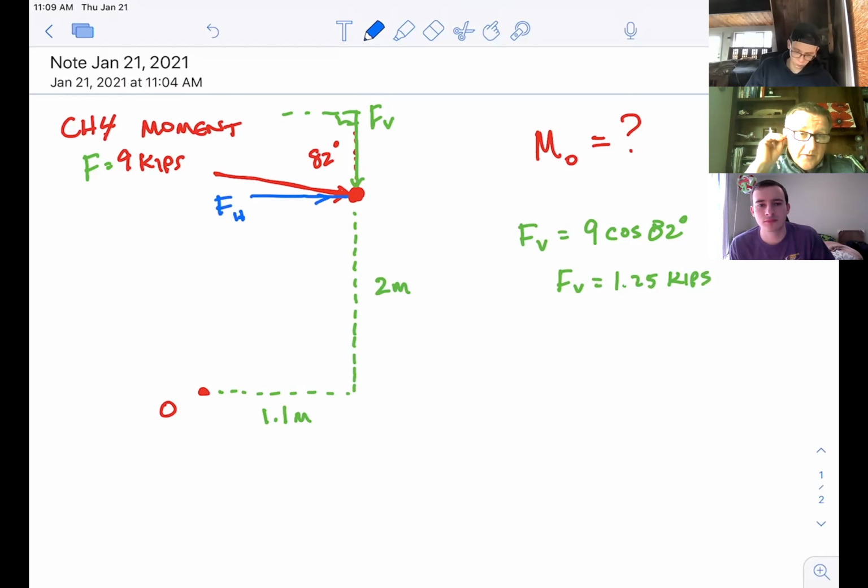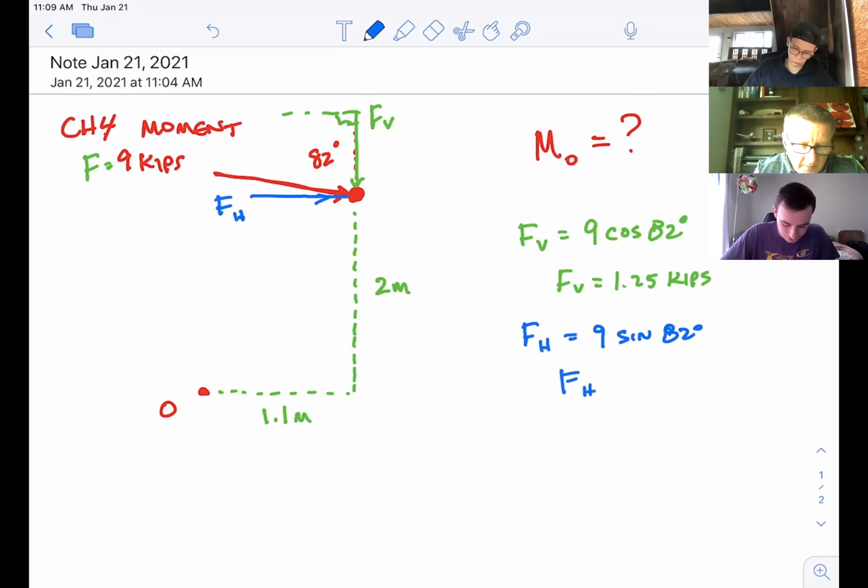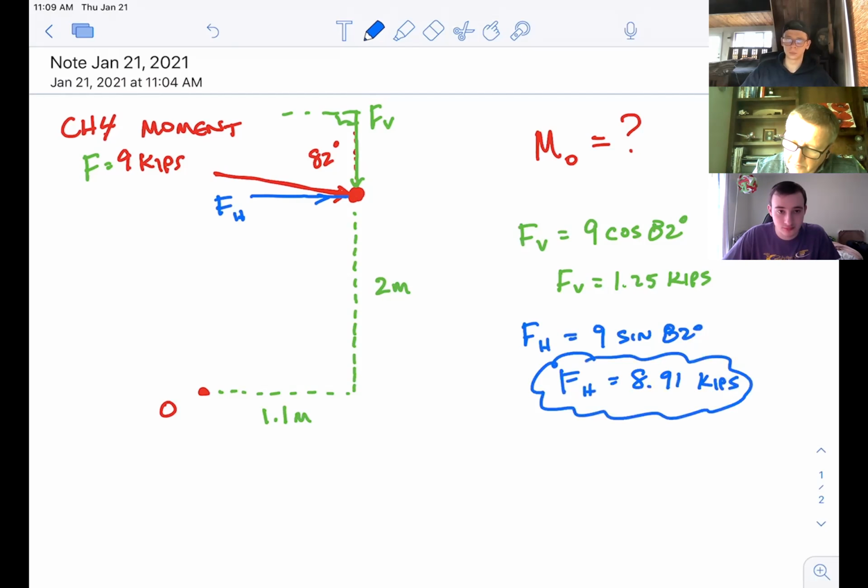You see what I'm saying? Like that'd be easy to screw up. And in my case, I'm getting in a little too much of a hurry, so it wouldn't have surprised me if I screwed up. So that'll be 9 times the sine of 82 degrees. And so force horizontal is approximately 9. Sine of 82 is, oh yeah, 8.91. So I'm highlighting for myself that I've got these 2 answers, and that's what I really need.